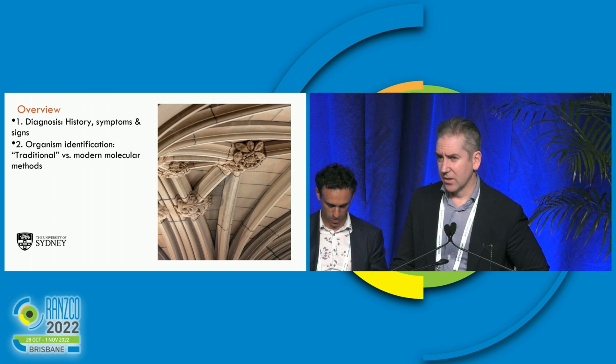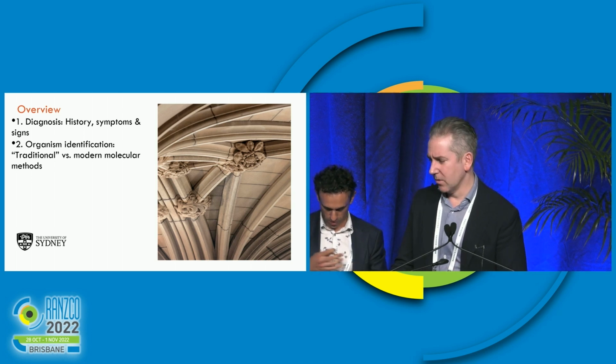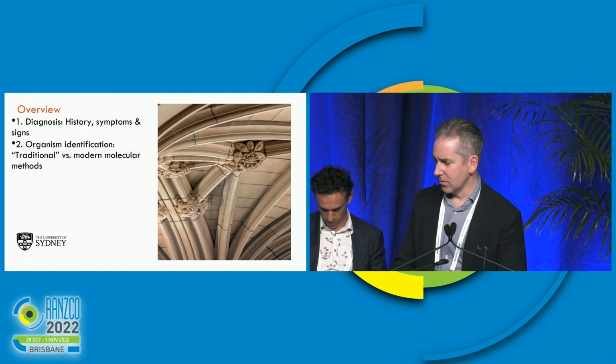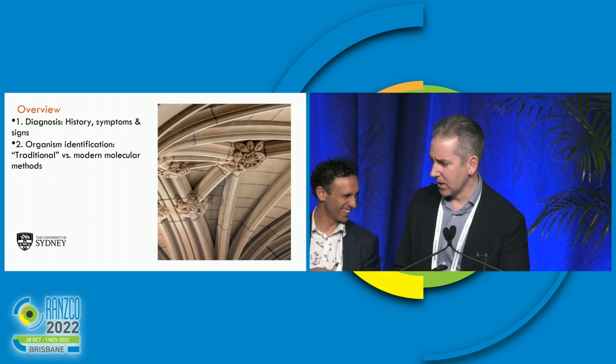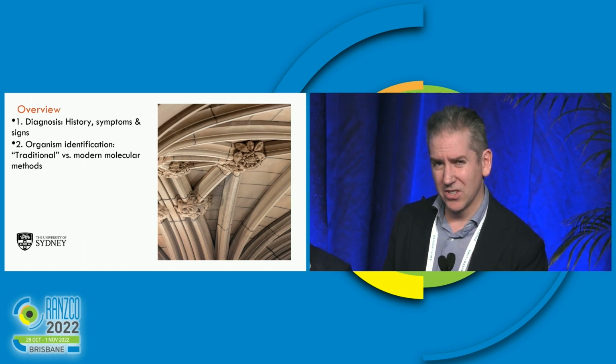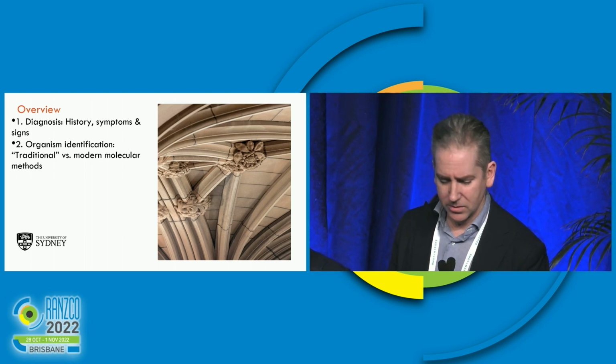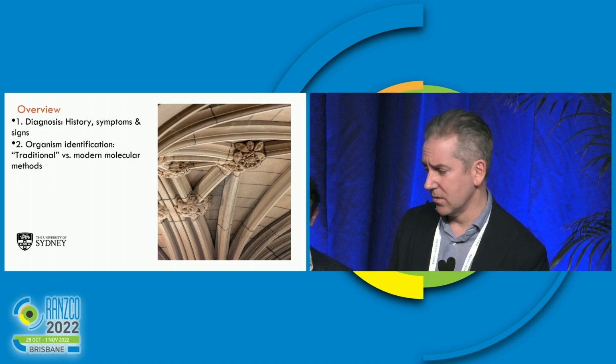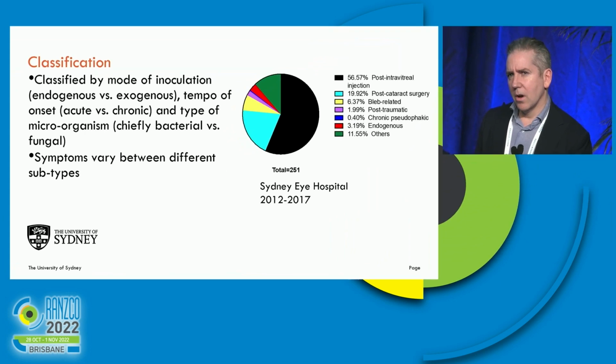So I'm going to cover the diagnosis of endophthalmitis. We've heard quite a bit already, and there's a bit of overlap between my talk and the preceding talk, so it may facilitate me getting through it a bit quicker. I'm going to talk also about the identification of causative organisms, and I'll talk about traditional approaches versus modern molecular techniques. So I thought I should touch briefly upon the classification of endophthalmitis.